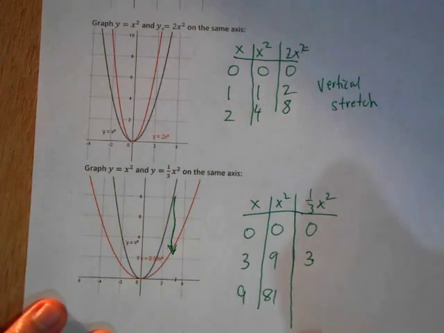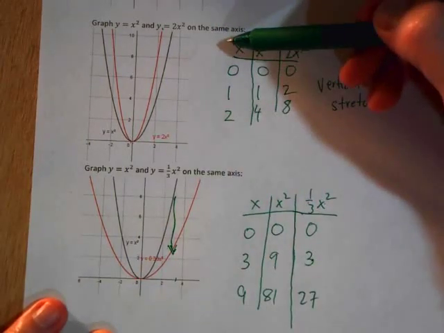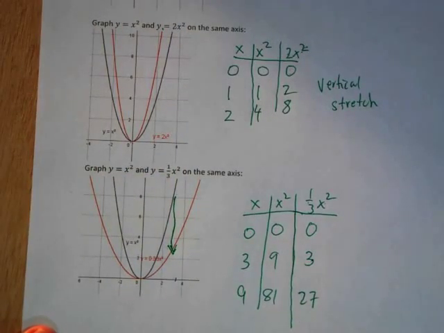9 squared would be 81. 81 divided by 3 would be 27. So you can't see that, that would be way up high. But again, what we're doing is we're taking the 81 and we're really pulling it down to a height of 27.